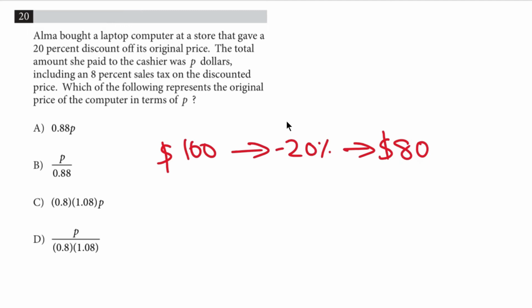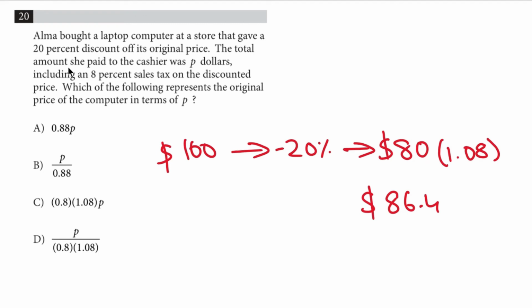Now, they also said that they had to add 8% sales tax on this $80, so we will have to multiply this by 1.08. This is like adding 8%. So when we multiply that, we will get $86.4. So if initially the laptop cost her $100, she would have to pay $86.4 for that laptop after the sales tax and after the 20% discount.